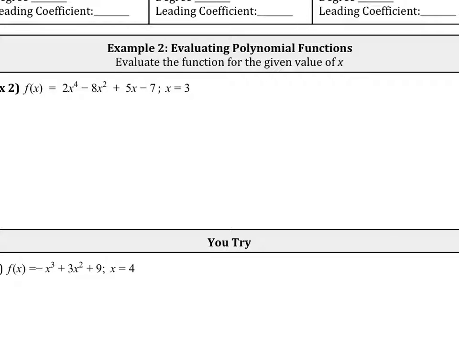So now we're going to evaluate polynomial functions. So all this means is we're going to take this 3 and we're going to plug it into the function and solve. So let's do that. So x equals 3, so we're going to plug it in.